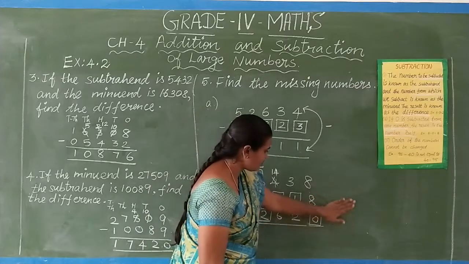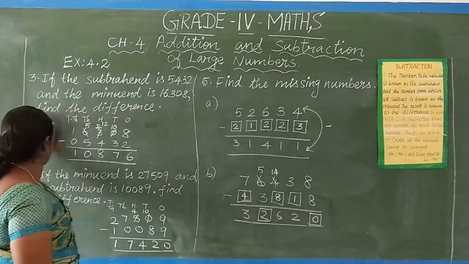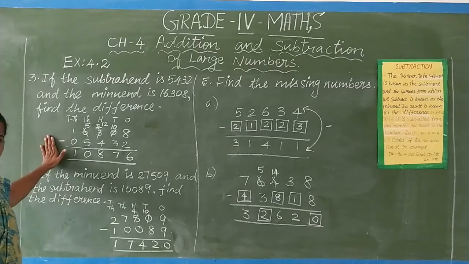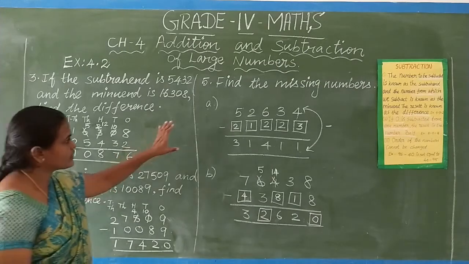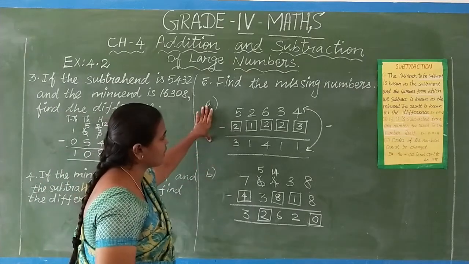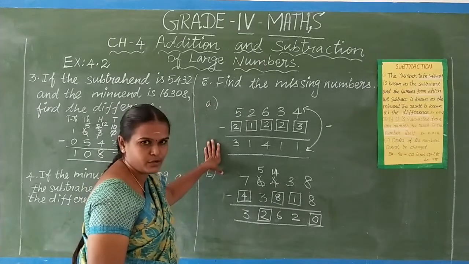Okay. So this third sum, fourth sum, you copy in your classwork note. This A sum, B sum, find the missing number. This one you copy in your book. Okay.